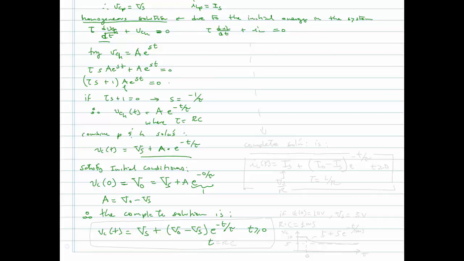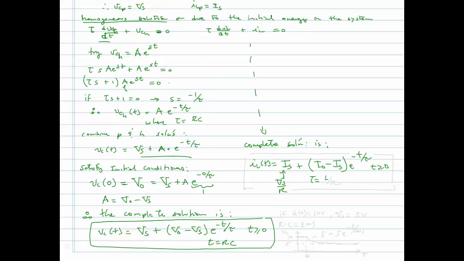And we'll say that tau is equal to RC. All right, and we can do the same thing for the current. If we go down, we'll find that the complete solution is IL of t is equal to Is, which is in this case Vs over R, plus our initial current I0 minus Is, times e to the minus t over tau for time greater or equal to 0, where tau is equal to L over R.